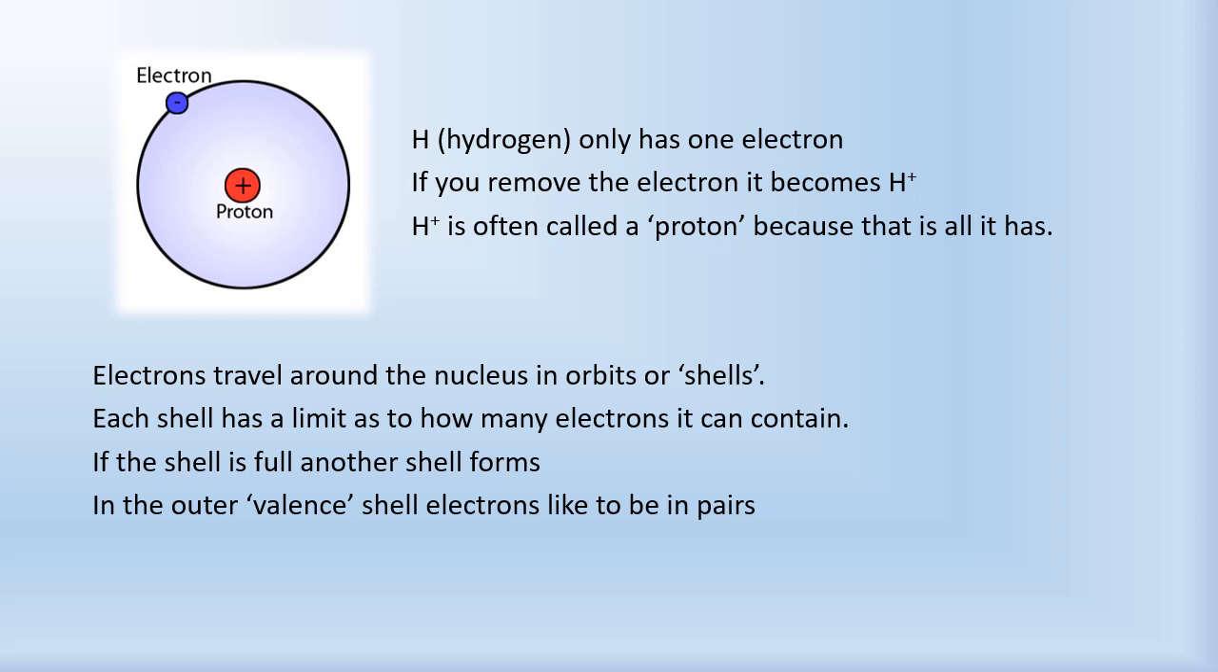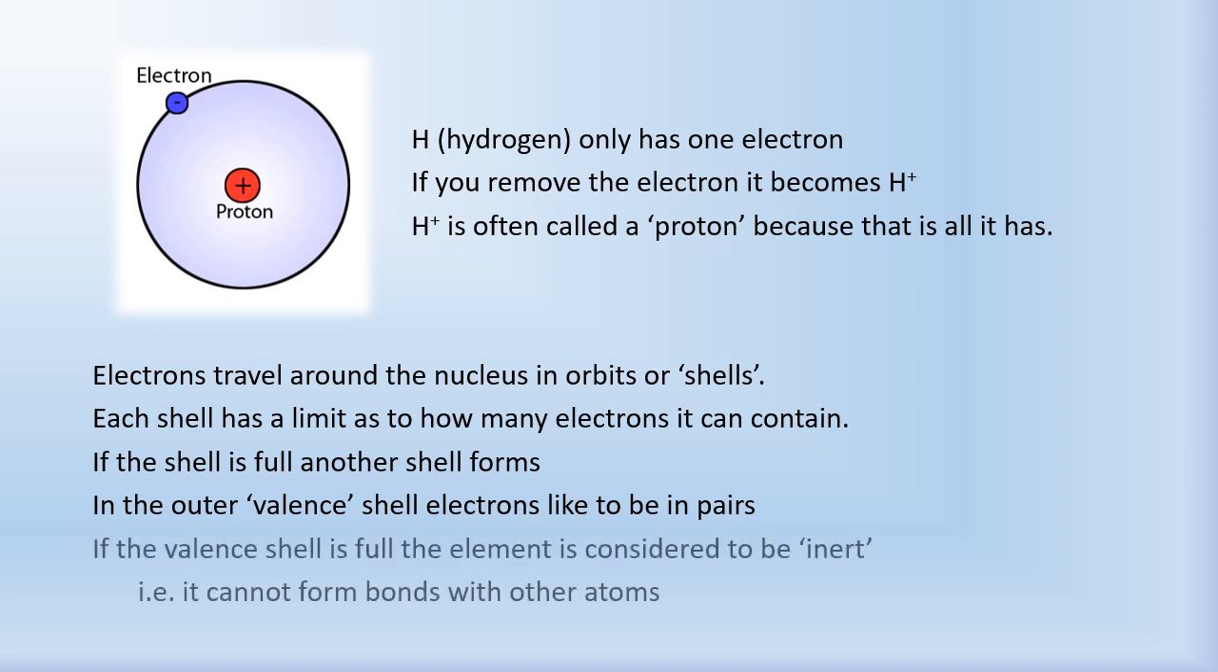The outer shell is called the valence shell, and here electrons like to be in pairs. If the valence shell is full, the element is considered to be inert because it can't form bonds with other atoms in this state. And most inert elements are gases. This forming of bonds is what happens to create molecules. So atoms will bind to another atom to form a molecule.